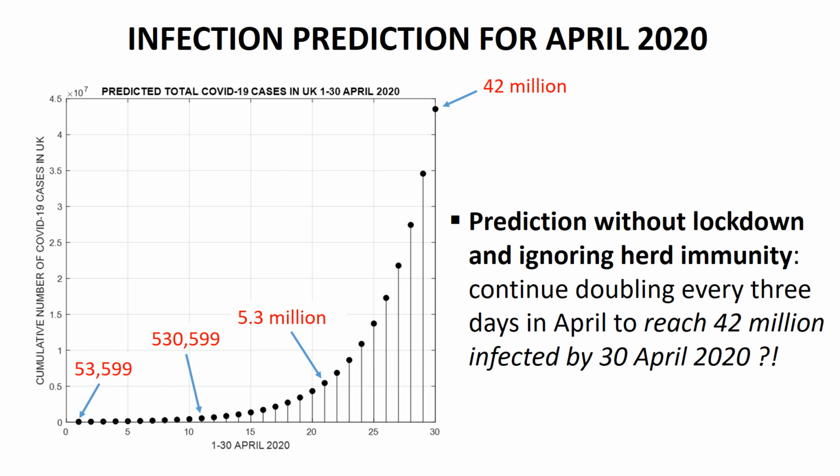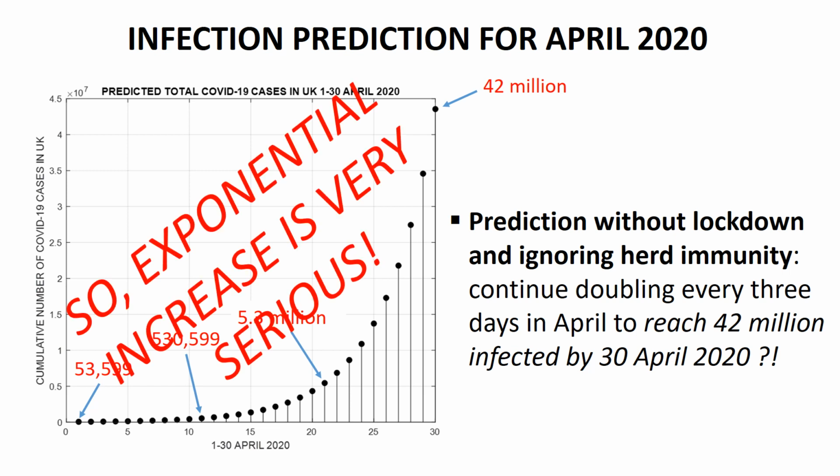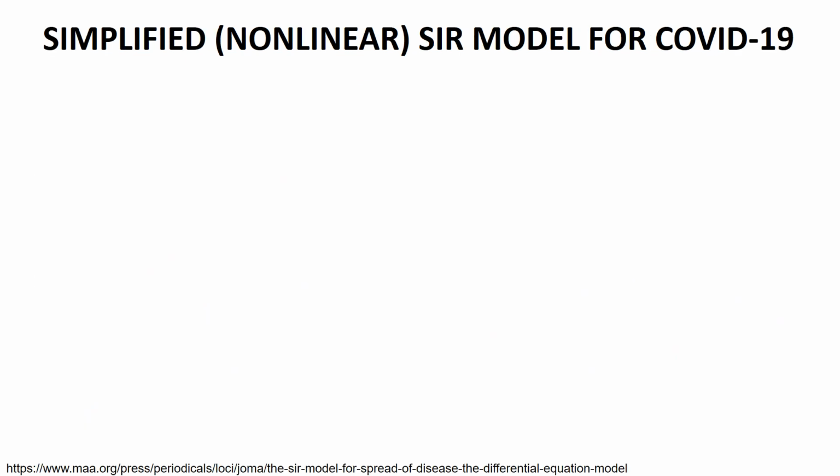Now, that's not going to happen for many reasons, but I simply wanted to illustrate that an exponential increase is indeed very serious, and I think it was that realization that changed, or influenced, government policy when they saw, or the mathematical modelers were predicting, how this, without any intervention, could rise to really high numbers.